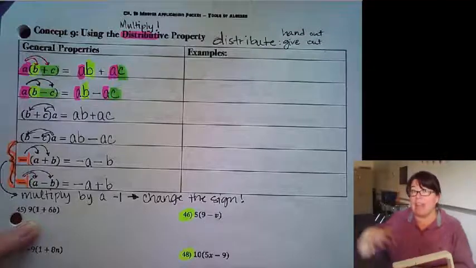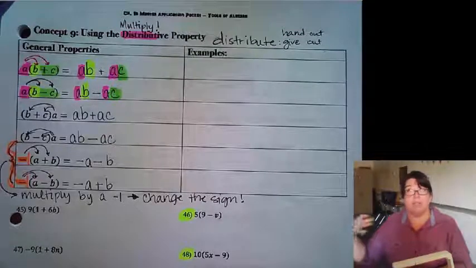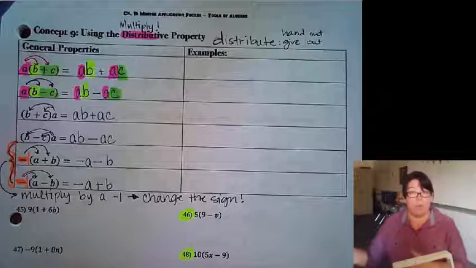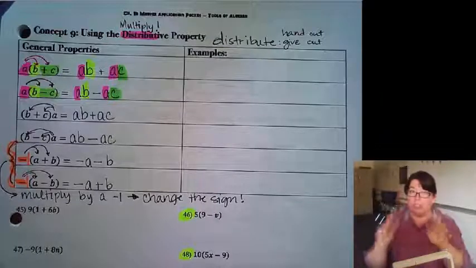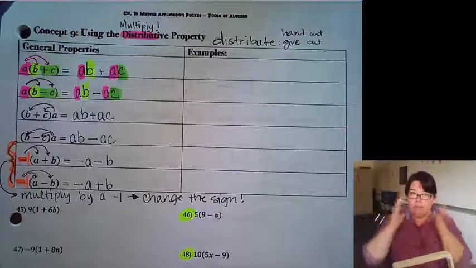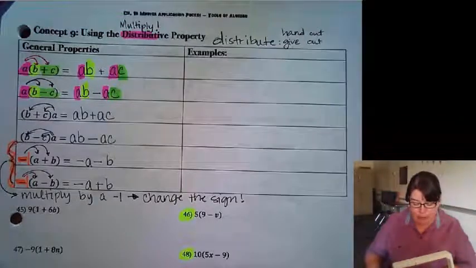Now, if you multiply by a negative number, then you're going to need to do that multiplication as well, and some other things will change. But for now, multiply by a -1 just changes the sign, okay? So let's take a look at some examples.